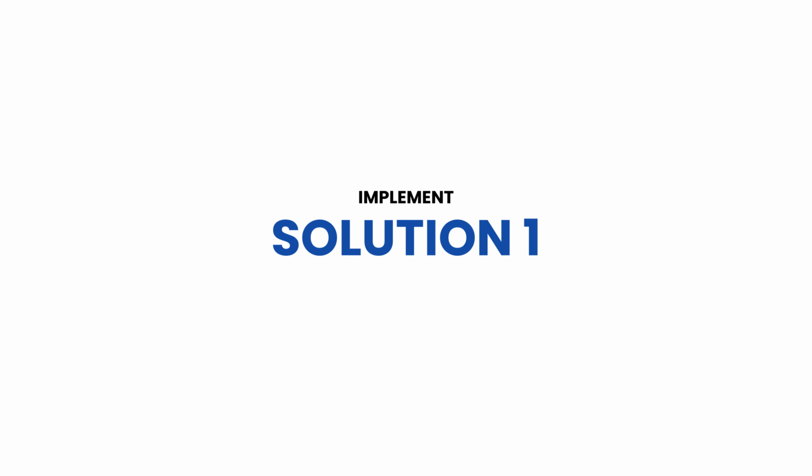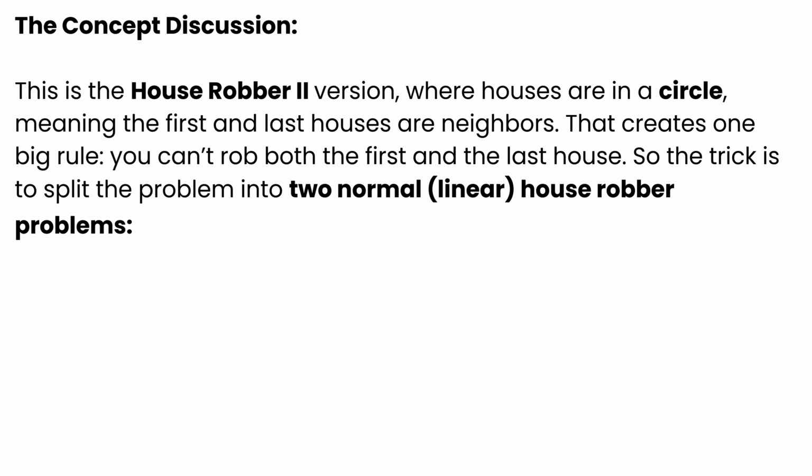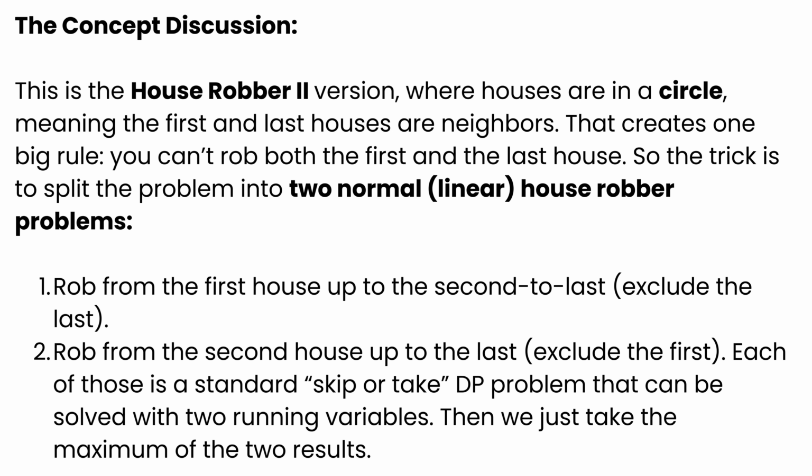Let's try to implement it using solution 1. Time complexity is O(n). Space complexity is O(1). This is the House Robber 2 version, where houses are in a circle. That means the first and last houses are neighbors. That creates one big rule. You cannot rob both the first and the last house.